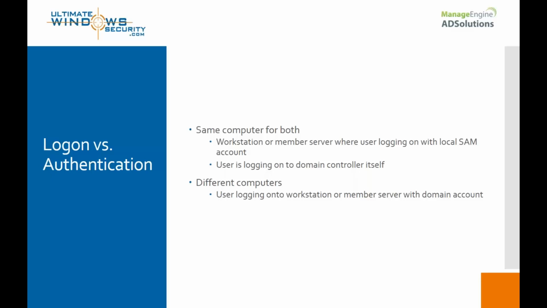Now, in typical legitimate scenarios, the user comes up to their laptop and logs on with their domain account. In that case, they're logging onto their workstation, but they're being authenticated by the domain controller. And so the events will be split up. The logon events are logged on the workstation, and the authentication events on the domain controller.